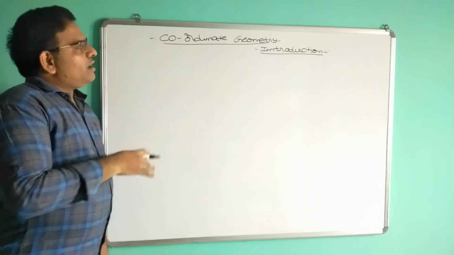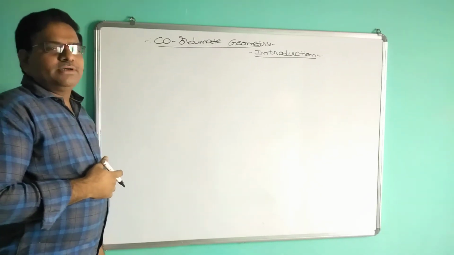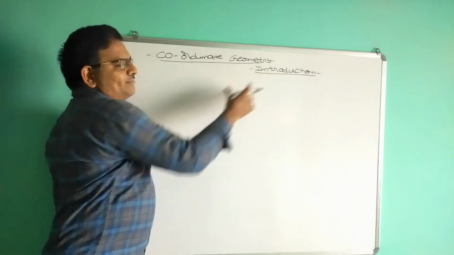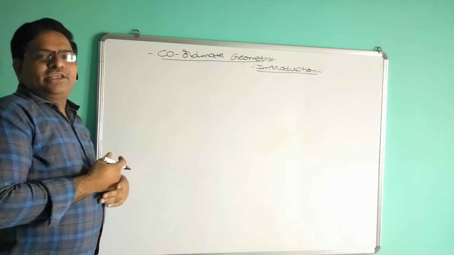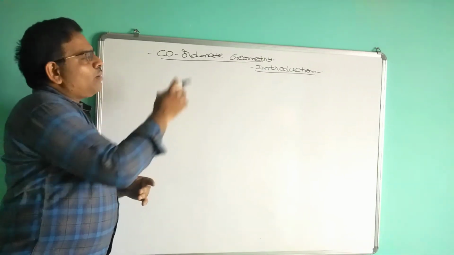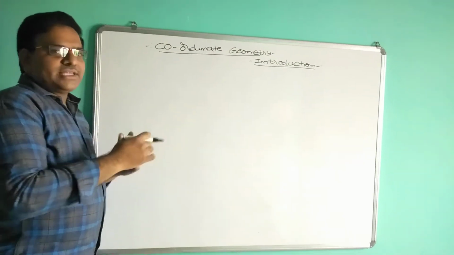Now, today onwards, we start with the Intermediate 1B textbook. In that one, coordinate geometry. First topic, introduction. In that introduction, you already know, in 10th standard, you learned coordinate geometry basics. In this section, what are the basics? Once again, I will revise it.